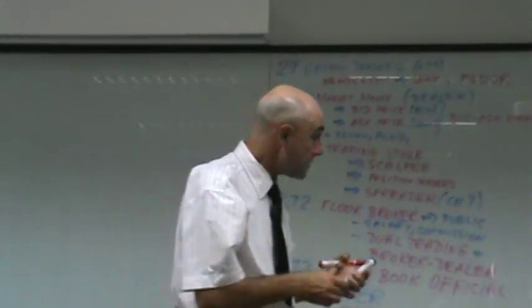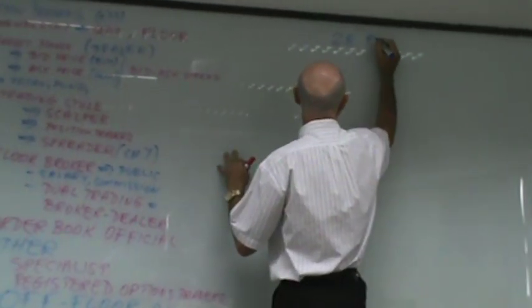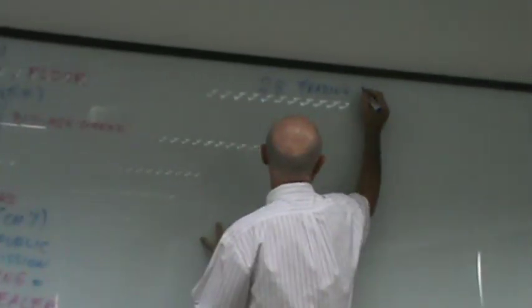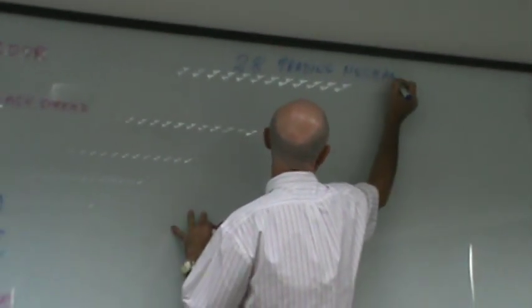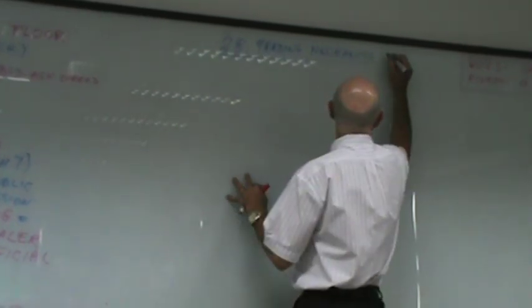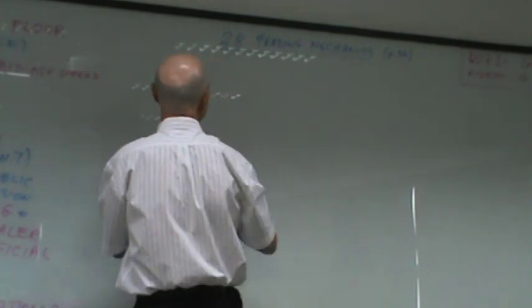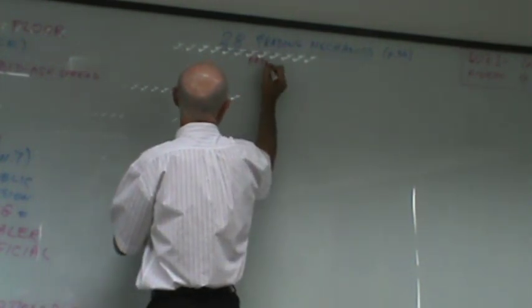Number 8. Mechanics of trading. 2.8. Trading mechanics. Page 36. Let's see what we got. First, you got an order. An order to buy or an order to sell.